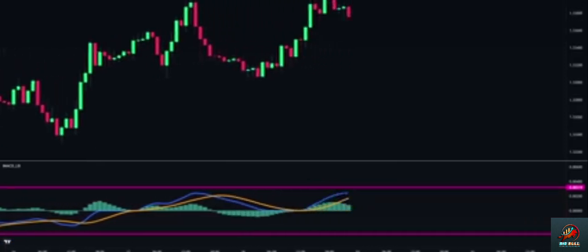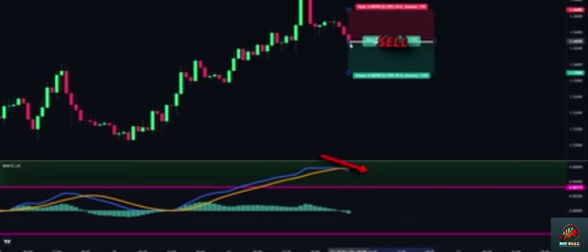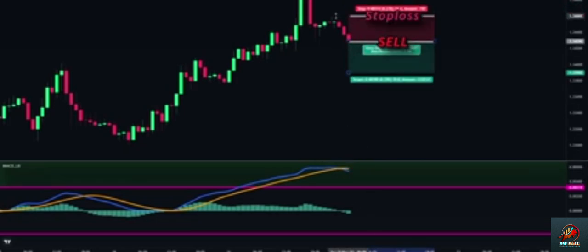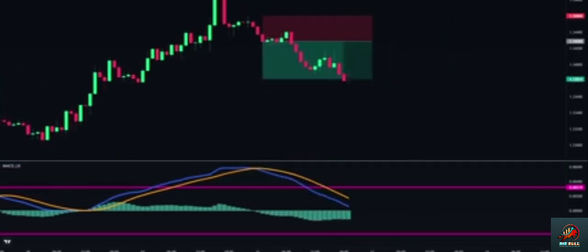Next, we spotted another crossover downwards, but this time, it happened above the overbought line, meaning there's a downwards momentum while the price is overbought. And so this will be a valid sell signal. Now for your stop loss, you can set it at the nearest support level and set your profit target at 1.5 times your stop loss. And as you can see, this trade ended up being profitable.